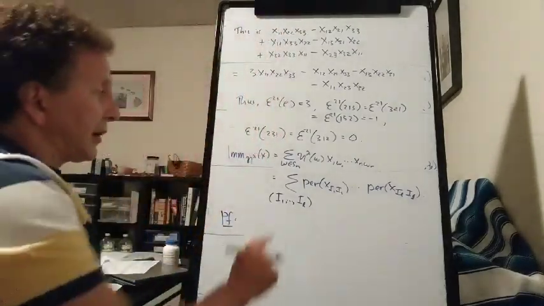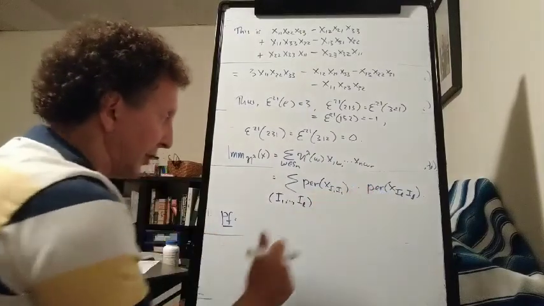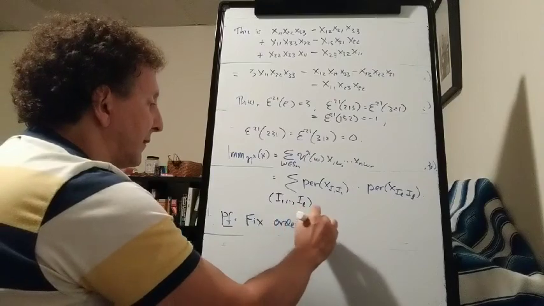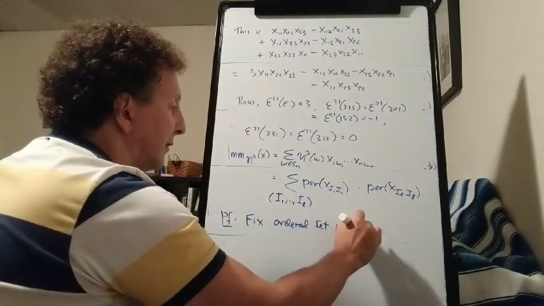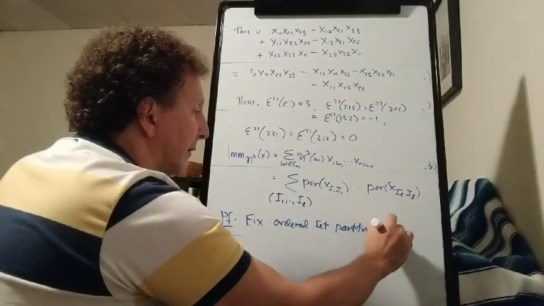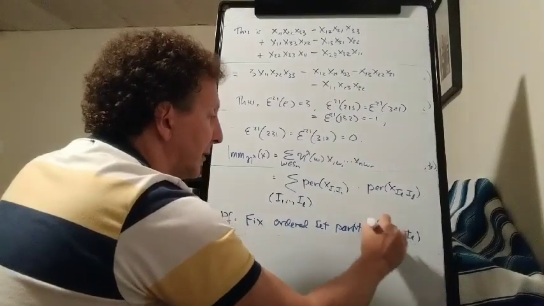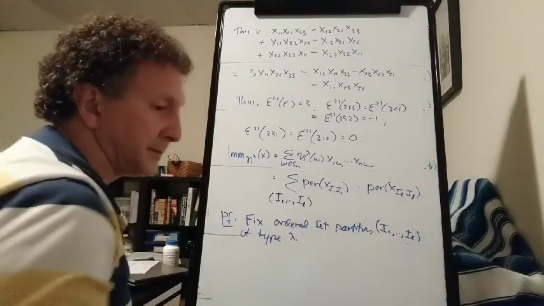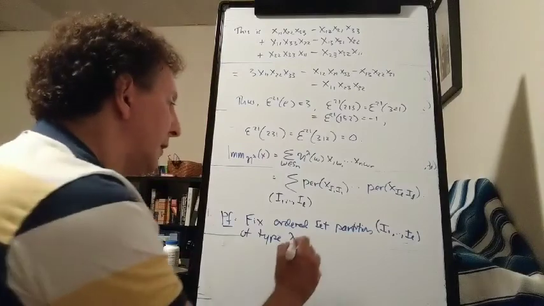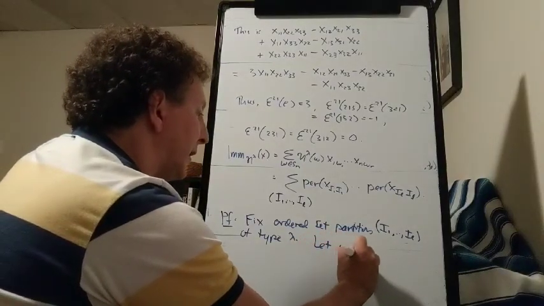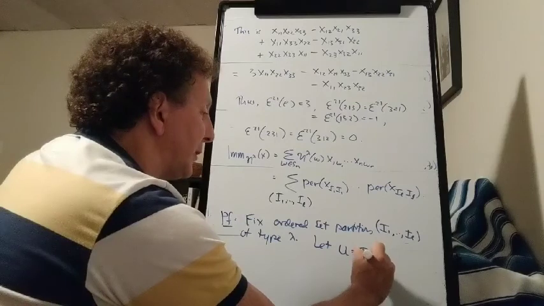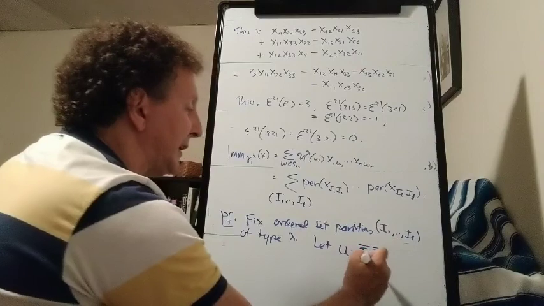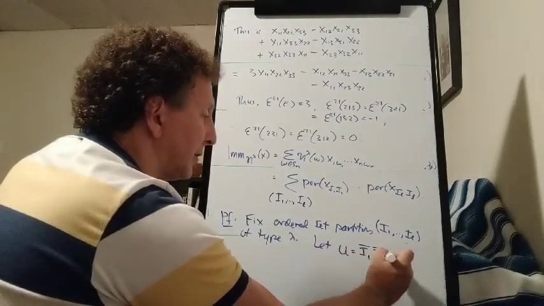Alright, so to prove this, let's look at just one ordered set partition and one term in the sum. So let's fix an ordered set partition I1 through IL of type lambda. And let U be the permutation we get by writing the blocks of the ordered set partition, each of them with the letters in increasing order.